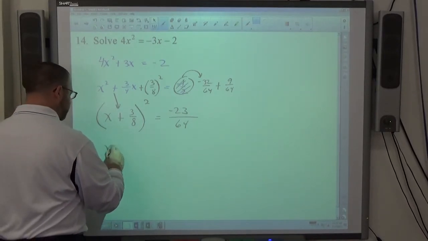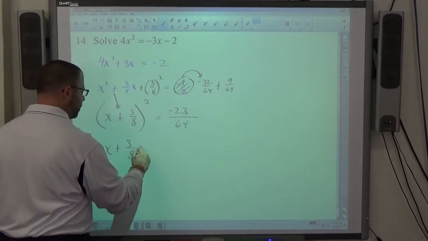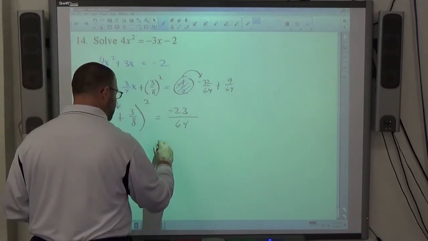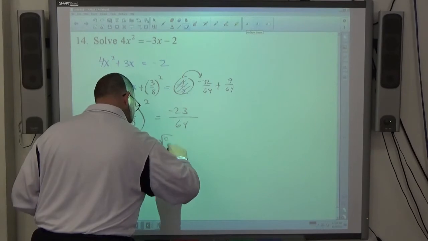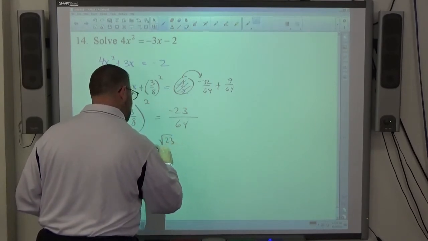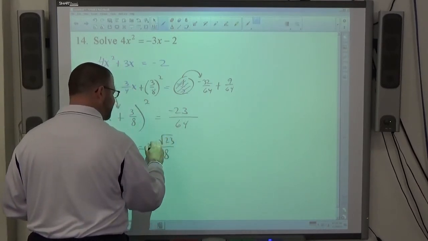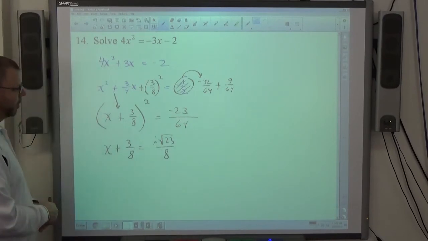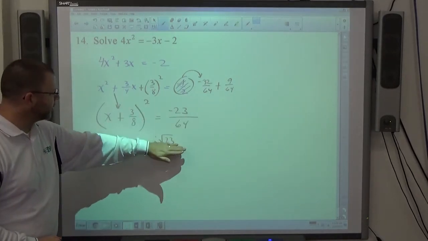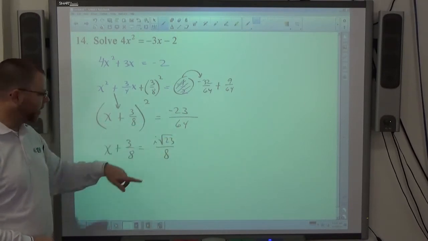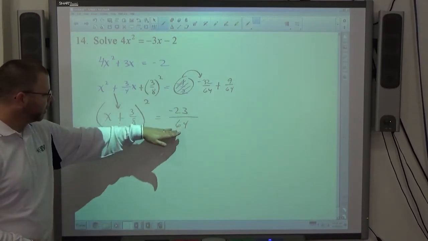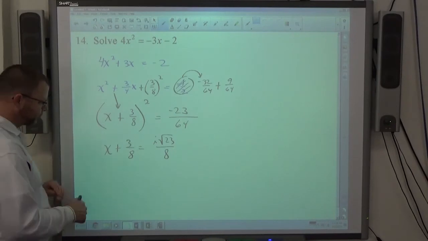Square root of x plus 3/8 squared is x plus 3/8. The square root of 23/64 is the square root of 23 over 8. The negative makes an i show up. 23 doesn't have an exact square root, it stays under the radical. The minus makes the i. Square root of 64 on the bottom is 8. Notice this radical does not extend to the bottom because I actually evaluated the bottom.